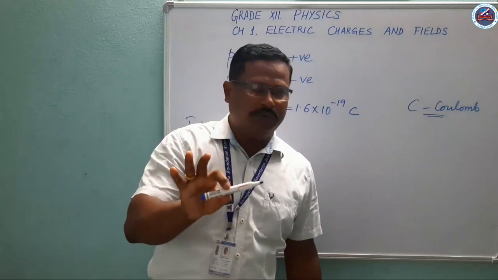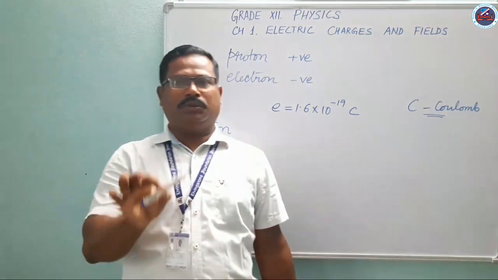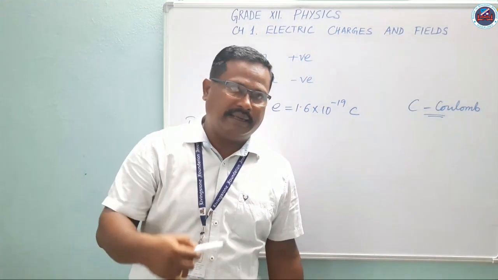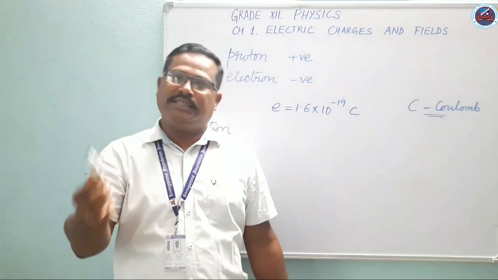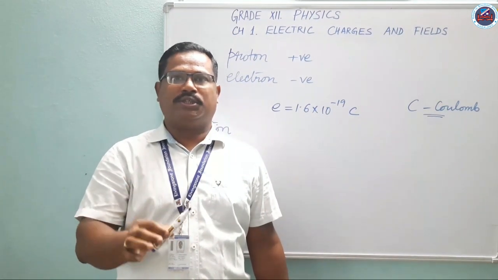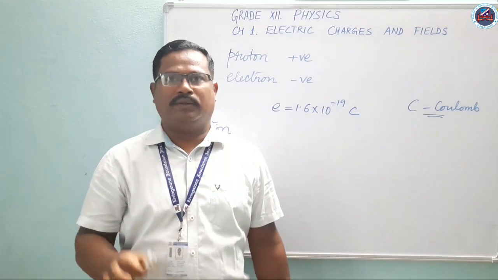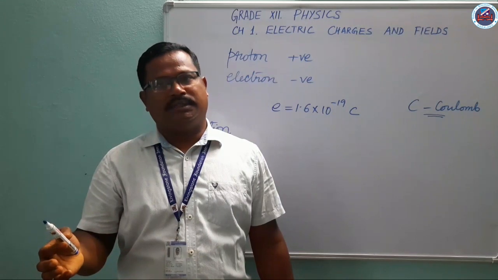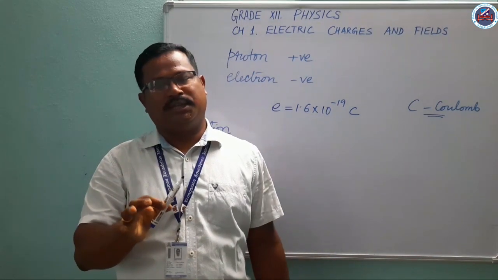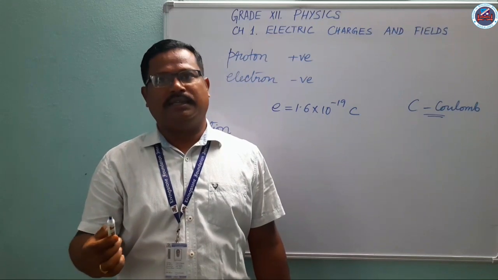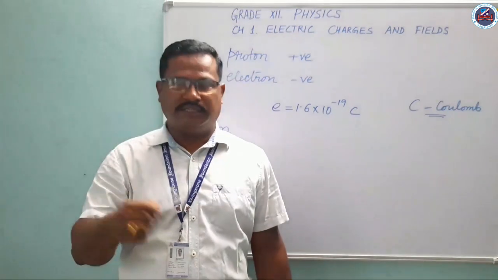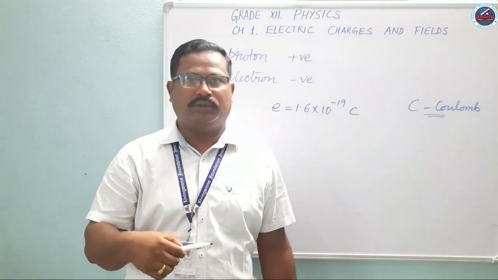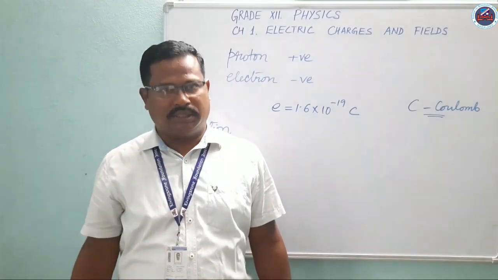Whenever we want to charge a body, we should know that we have to either release electrons or accept electrons. When a body receives electrons, that body is termed negatively charged. And when a body releases electrons to another body, then we say that the body has changed into positively charged. So for charging a body, the body should either release electrons or accept electrons. Then the body will get charged.